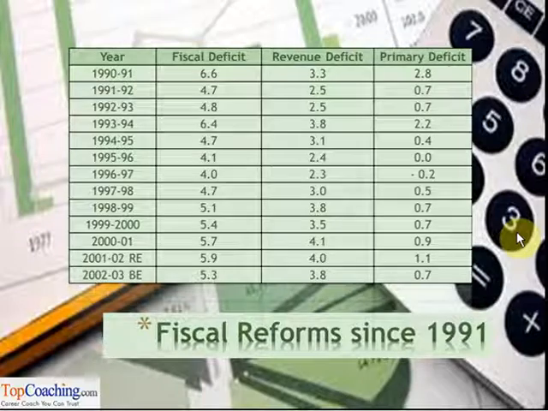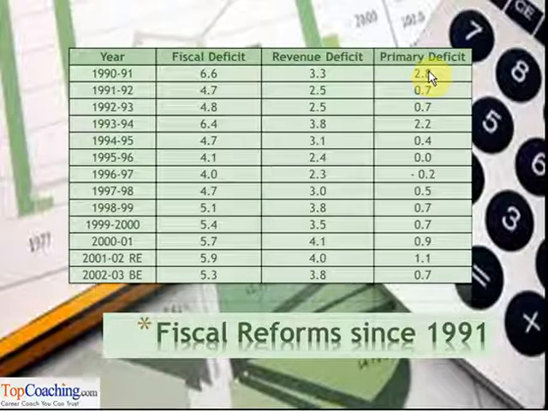The table given here shows the fiscal deficit, revenue deficit, and the primary deficit for the year 1990 to the year 2003. These three quantities are represented in the form of percentage of GDP. For example, for the financial year 1990 to 91, the fiscal deficit was 6.6% of the GDP. The revenue deficit was 3.3% of the GDP, that is the gross domestic product, and primary deficit was 2.8% of the GDP.